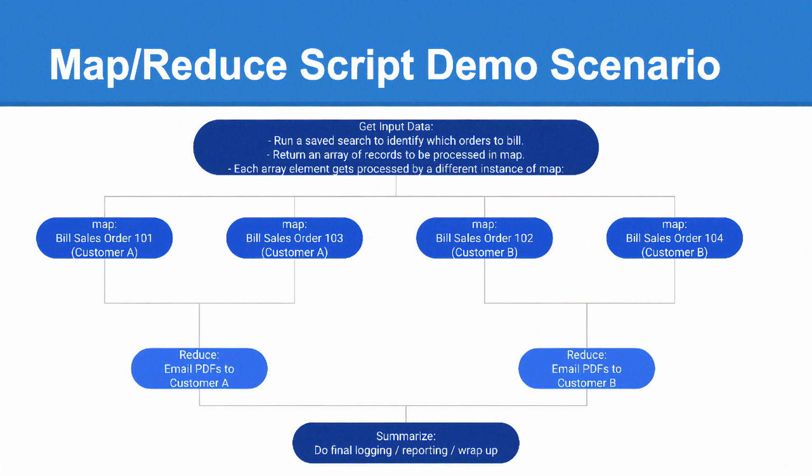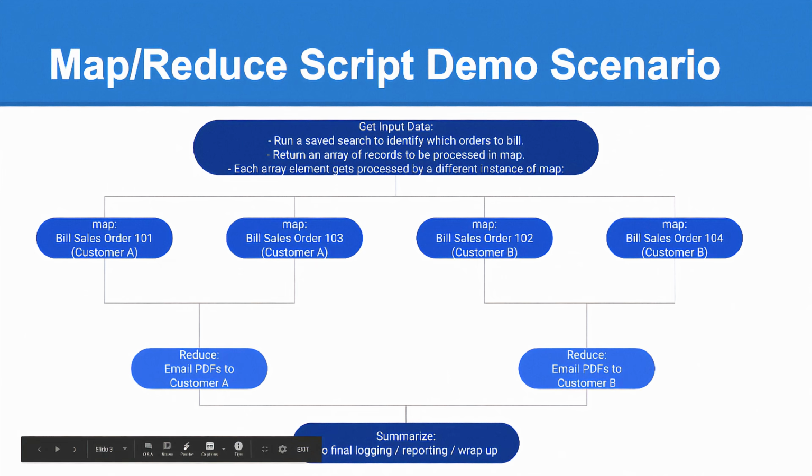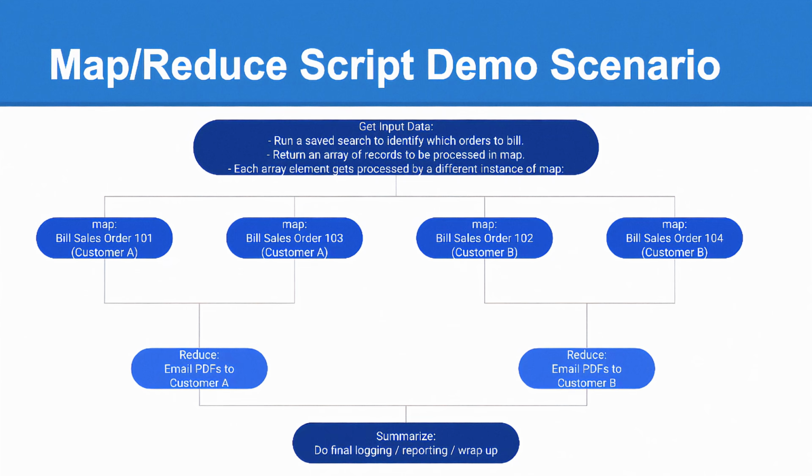Here, each order will get billed by a separate instance of the map function. After that, an instance of reduce will run for each customer that we processed orders for in map. We'll generate a PDF and send them to the customer. Finally, summarize will run at the very end. It's great to start with a good plan, so let's take this and make some comments in our scripts to see what should happen in each phase.